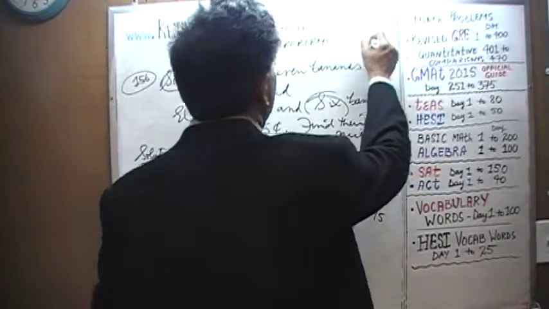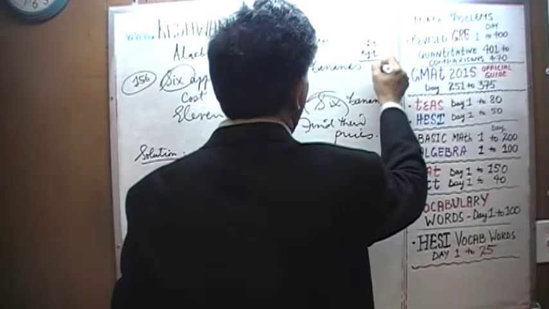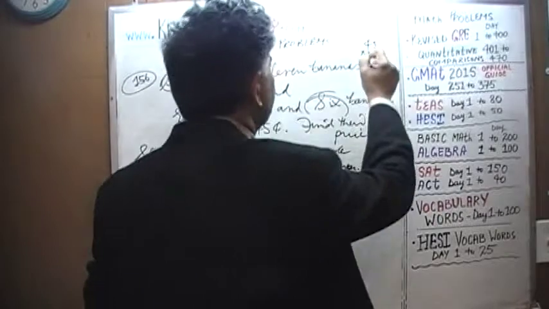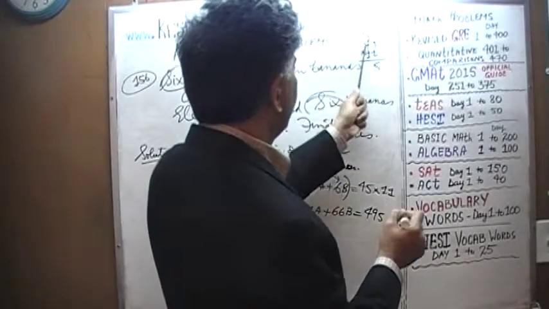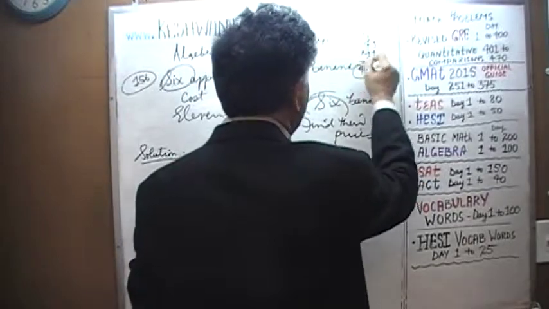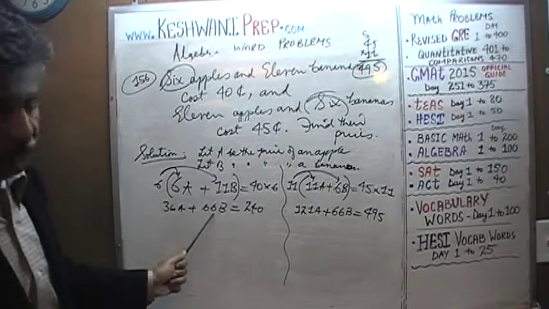Let's do it up here. 45 times 11. 11 times 5 is 55. Carry 5. And 11 times 4 is 44. 44 plus 5 is 49. This is 495. Now we have the same coefficient for B.